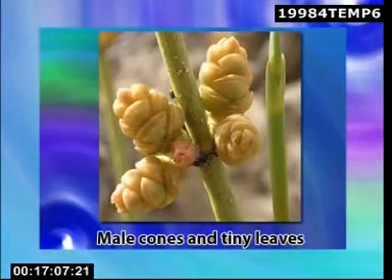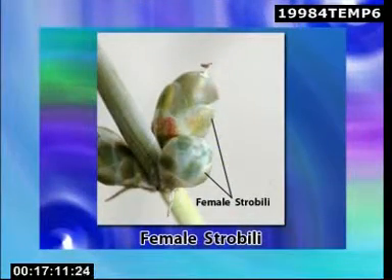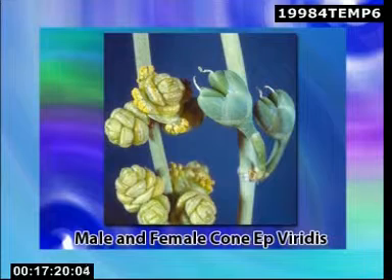A strobilus resembles a spike type of inflorescence that consists of an axis with decussately arranged sterile scales and stamens or ovules. Unlike other gymnosperms, the strobili of Ephedra are compound. That is, the cone axis bears pairs of bracts which subtend either staminate or ovulate shoots.